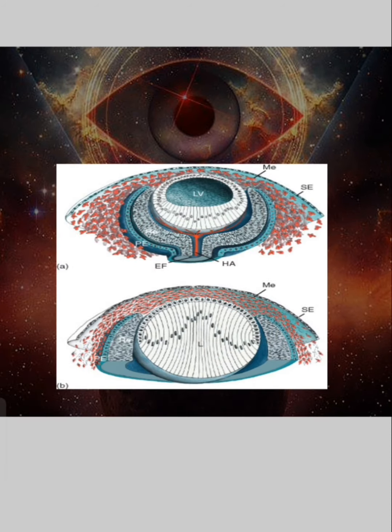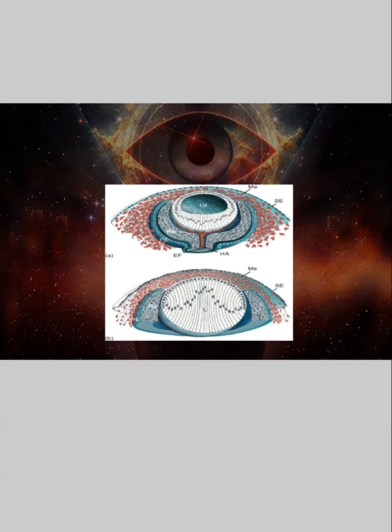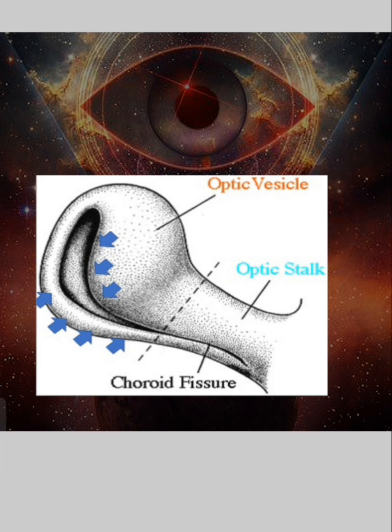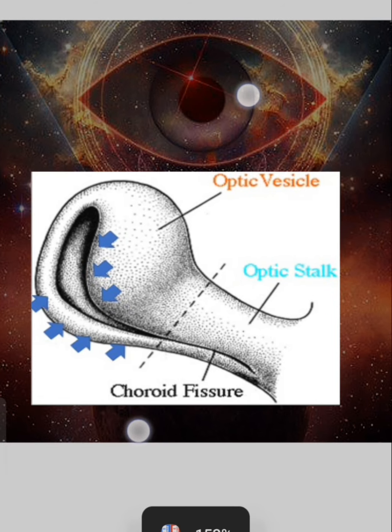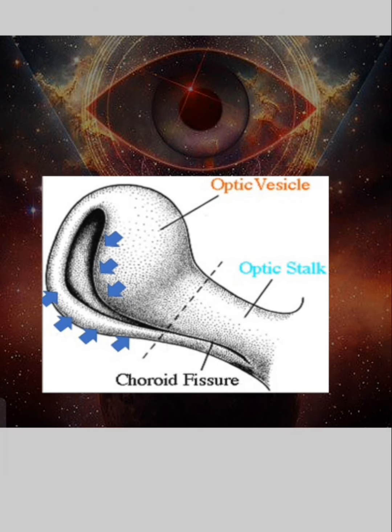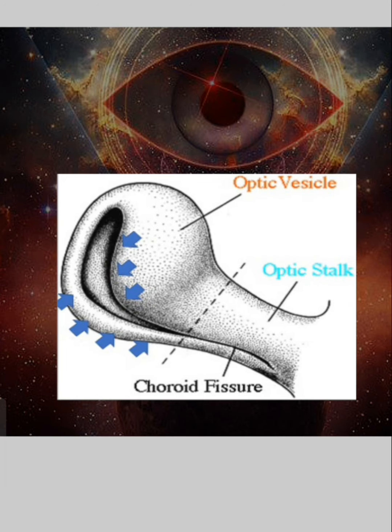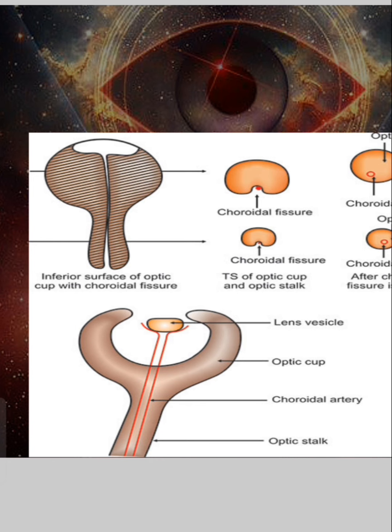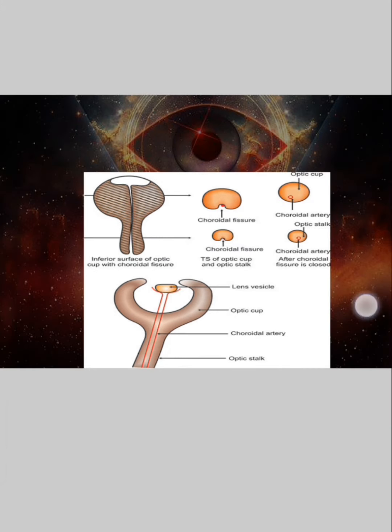This picture shows the development of the lens. The development of the lens will be covered in another video. So this is the choroidal fissure. It is because of the differential growth of the optic cup. This choroidal fissure extends from the anterior portion of the optic cup to the distal-most portion of the optic stalk. This diagram is showing the choroidal fissure and the choroidal artery.